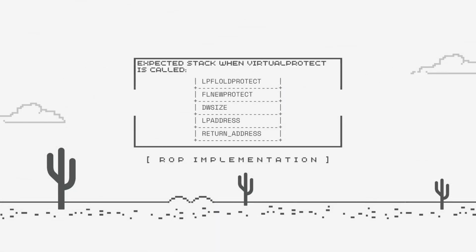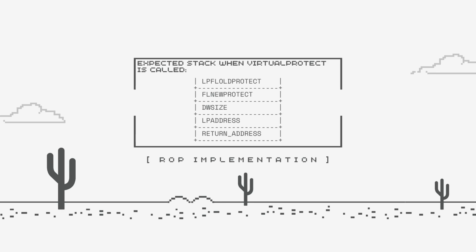When VirtualProtect is called, Windows expects the stack to be organized in a specific way following the stack calling convention. From top to bottom, the stack should contain LPFL old protect, pointer to receive old protection. FL new protect, the new protection value, 0x40. DW size, size of region to protect. LP address, starting address. Return address, where to go after VirtualProtect completes.